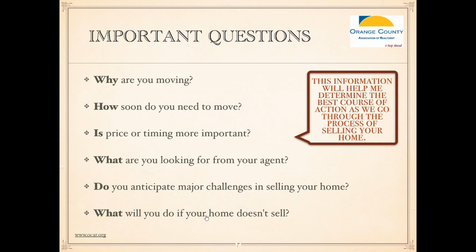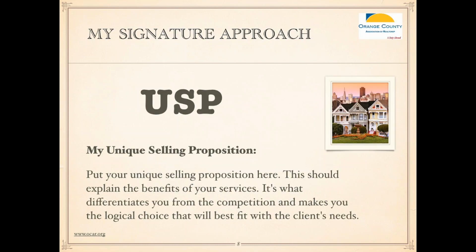If you don't get the $1 million that you need, are you willing to lower your price? Or you only have a 30-day listing agreement? Would you be willing to extend out the listing agreement or the listing period, especially if we're getting showings but not any offers? Get them to think about these things. Okay? All right. Now we'll talk about your unique selling proposition, your USP. What do you do uniquely? Put that in there. Okay?